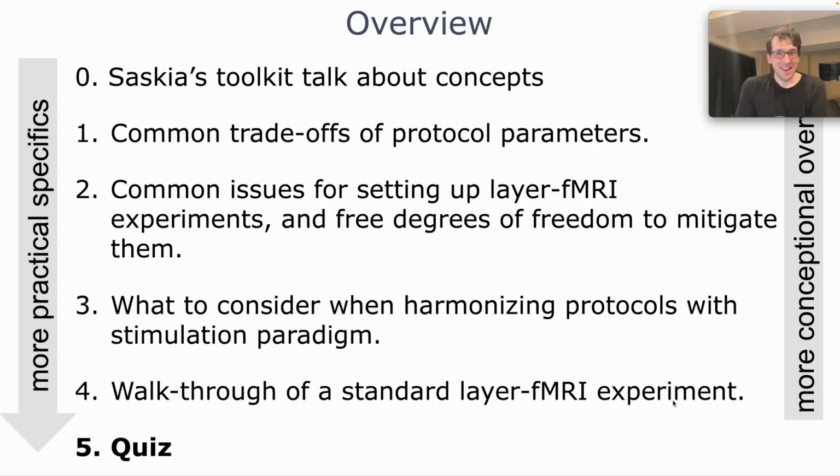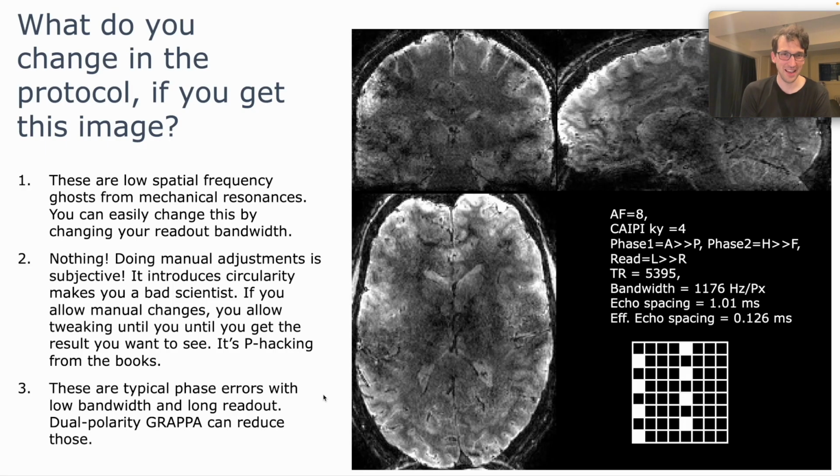All right, let's go to the last section of the presentation, namely the quiz. So let's look at some real life data and see how we can optimize them. So here, this is a whole brain layer fMRI protocol. It's a bit more than 5-second TR, fairly aggressive acceleration with this kind of sampling pattern. It looks bad, right? Some areas are just black, typical artifacts maybe. What can we do about that?